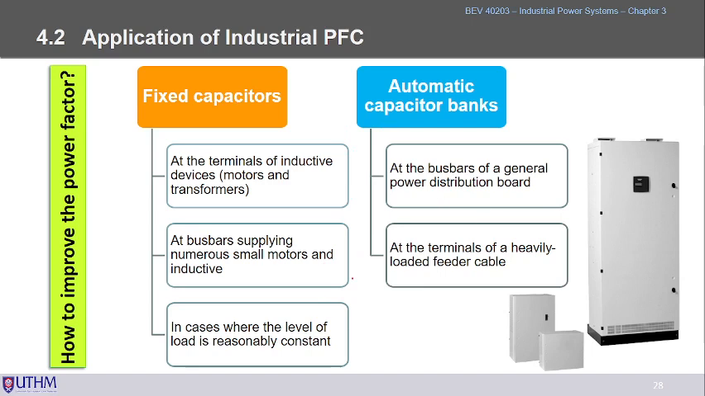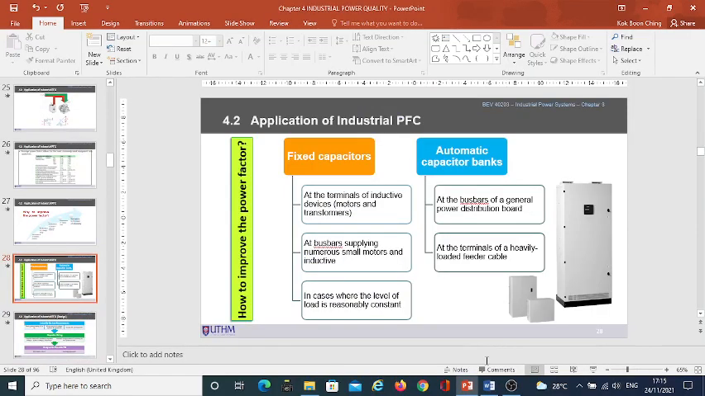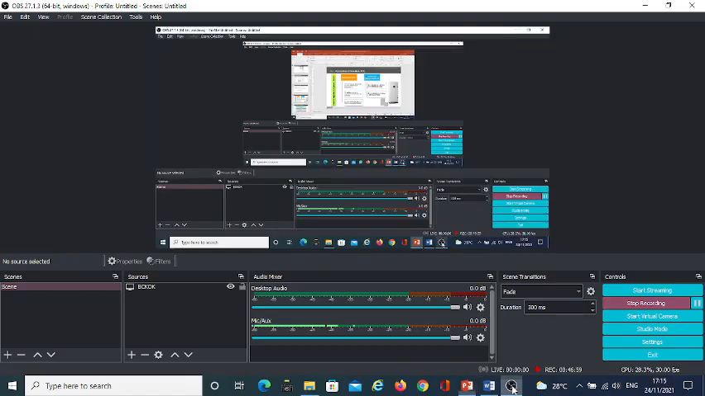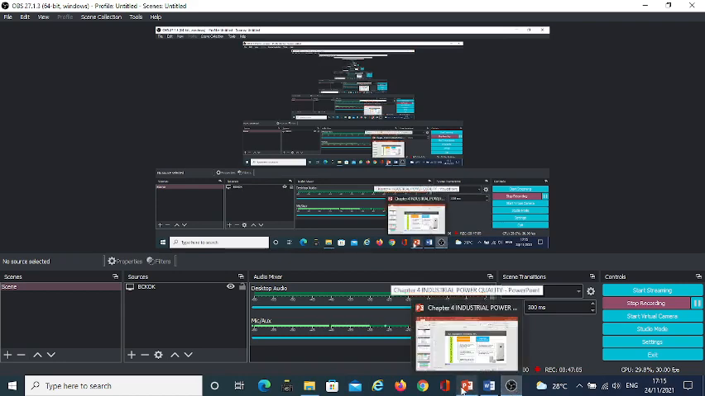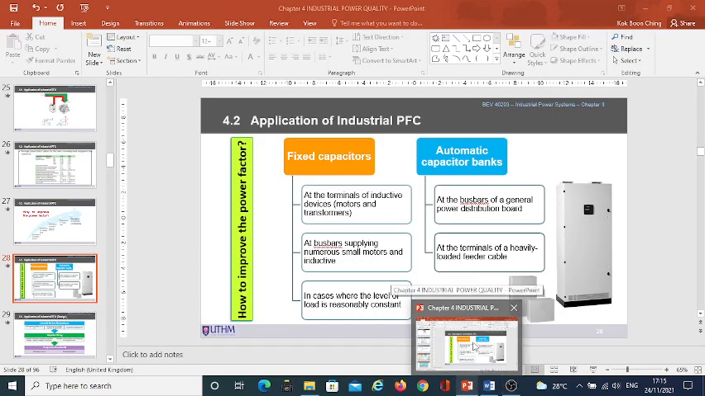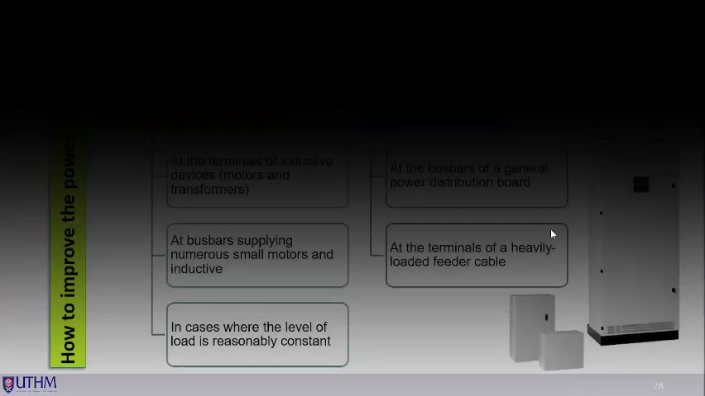Okay, so I try to check the recordings. I was just wondering whether it's recording or not. Okay, it's okay, no problems.